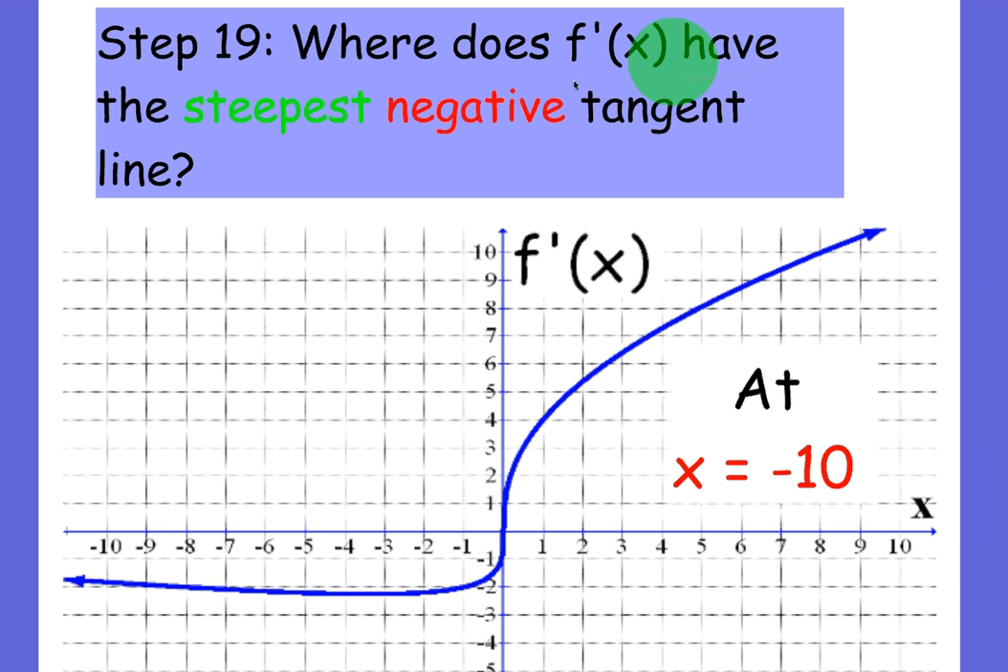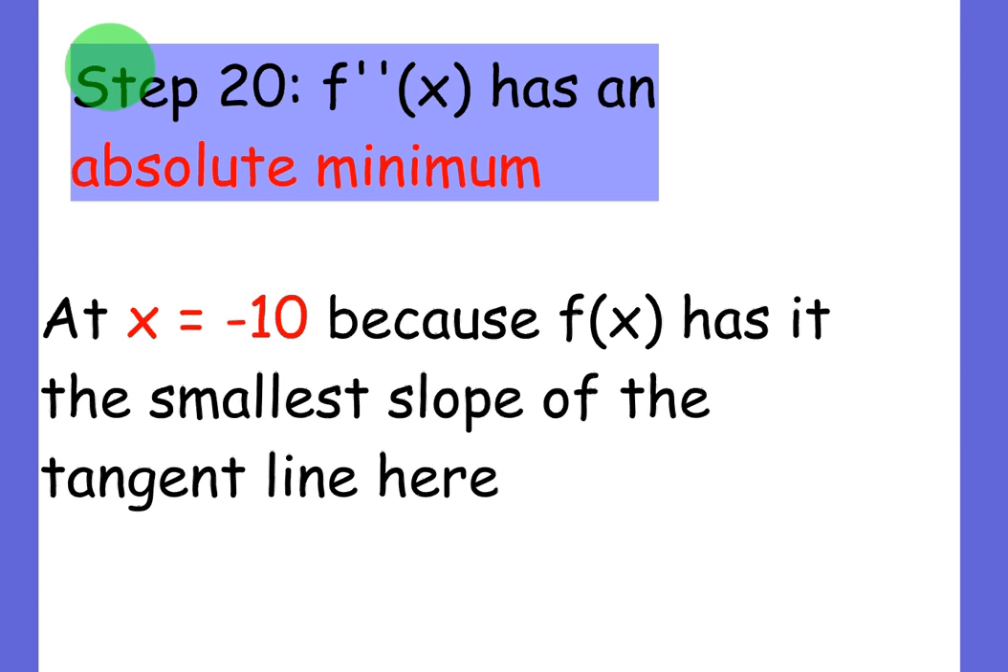Okay, where does f prime of x have the steepest negative tangent line? Well, just based on the window we have here, it's going to be at negative 10 because the tangent line is increasing there, so it's going to be less negative, and it's certainly positive here. So when we graph our f double prime, this will have an absolute minimum here because at negative 10 it has the steepest tangent line. At x equals negative 10 for step 20, f double prime of x will have an absolute minimum because f of x has its smallest slope of the tangent line. We should say f prime of x.